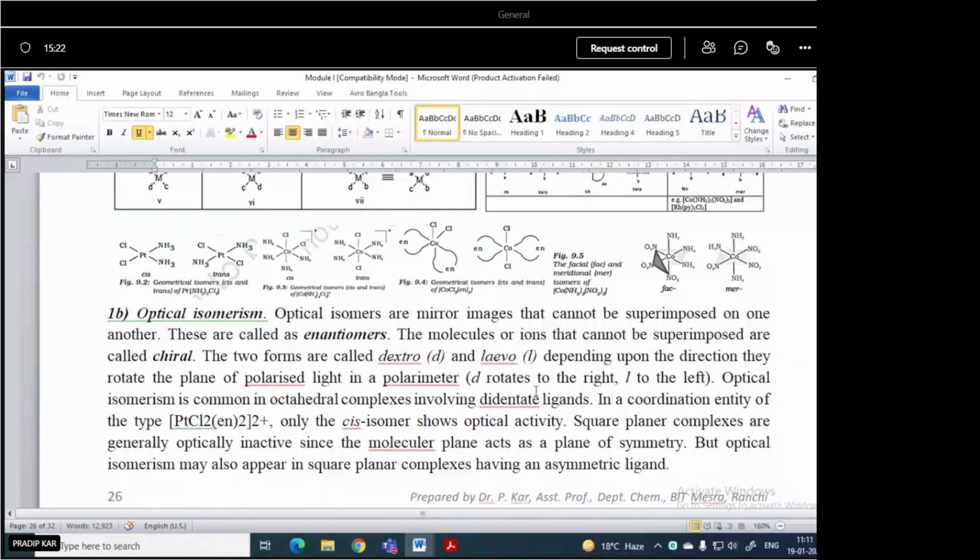In the case of square planar complexes, the molecule is planar, so the plane itself, passing through the molecule, is the plane of symmetry. But in an octahedral complex, the cis isomer lacks it, while in the trans isomer this plane of symmetry exists, for example in a compound of type PtCl2en2.